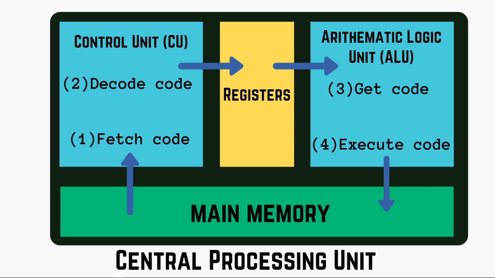This is what we call the fetch, decode, execute cycle, where the basic operation of a computer is called the fetch execute cycle. And the central processing unit has different components, as you can see. We have the control unit, the arithmetic logic unit, registers, and the main memory. So the control unit fetches the instructions from the main memory, then decodes them and passes them to the arithmetic logic unit through the registers, then the arithmetic logic unit, or the ALU, executes the code, and so on.